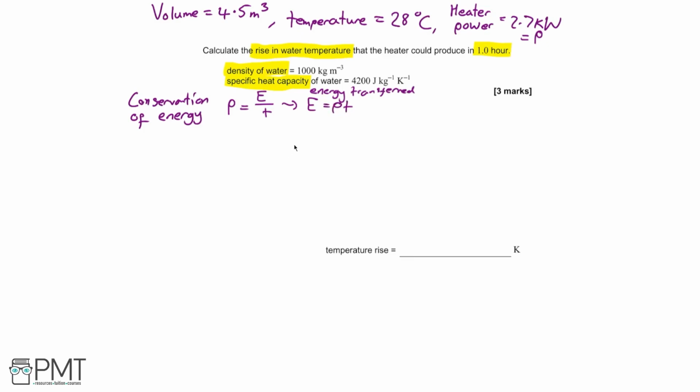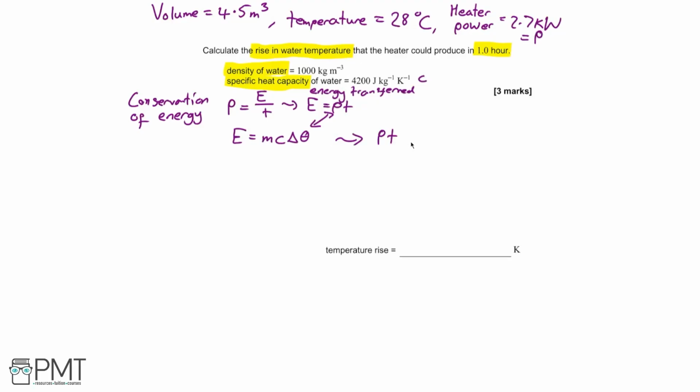Since we have been told that we're looking for a rise in the water temperature, it is also helpful to consider an equation that contains a rise in temperature, specifically that the energy transferred to a substance is given by the mass of that substance multiplied by the specific heat capacity of that substance, C, multiplied by delta theta, the temperature change of that substance. Therefore, due to conservation of energy, we can say that the energy transferred is equal to the energy gained by the water. So these two are equivalent.